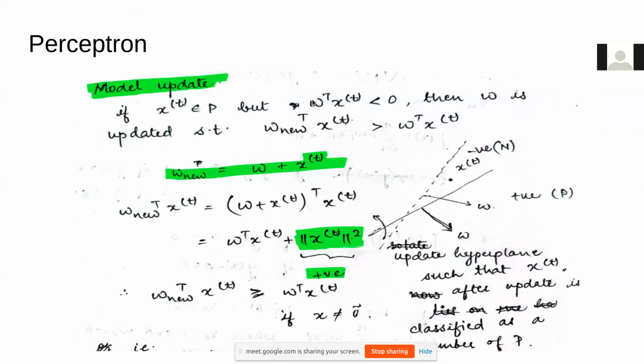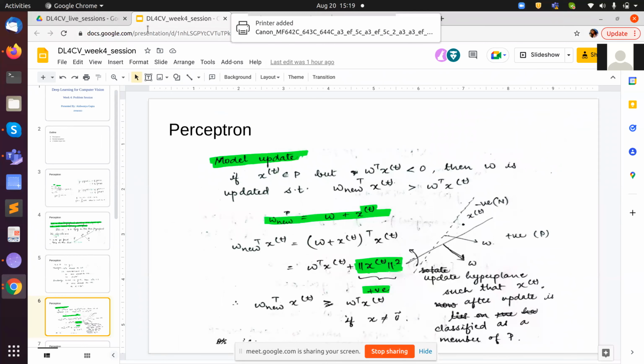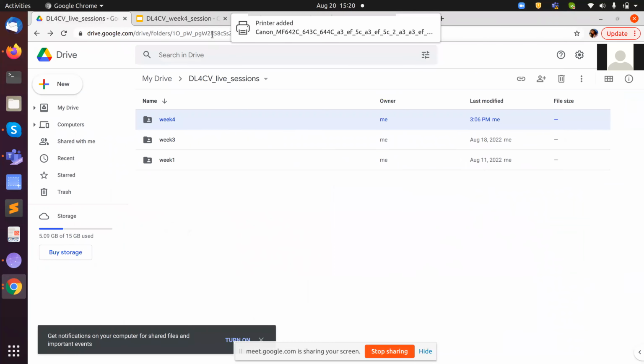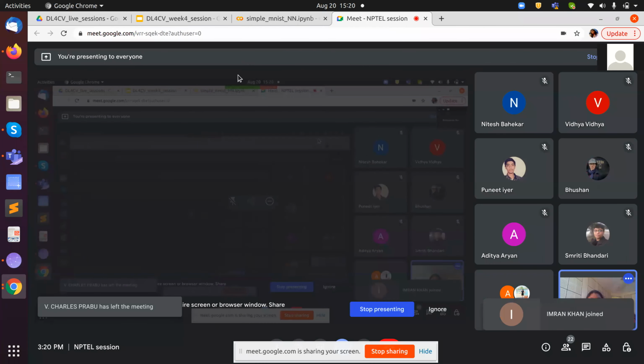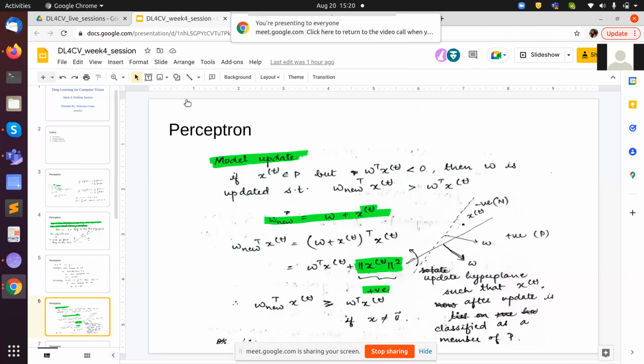Give me a second. I just need to add allow setting. Please try to be on time so that it doesn't disturb in the middle. Okay.